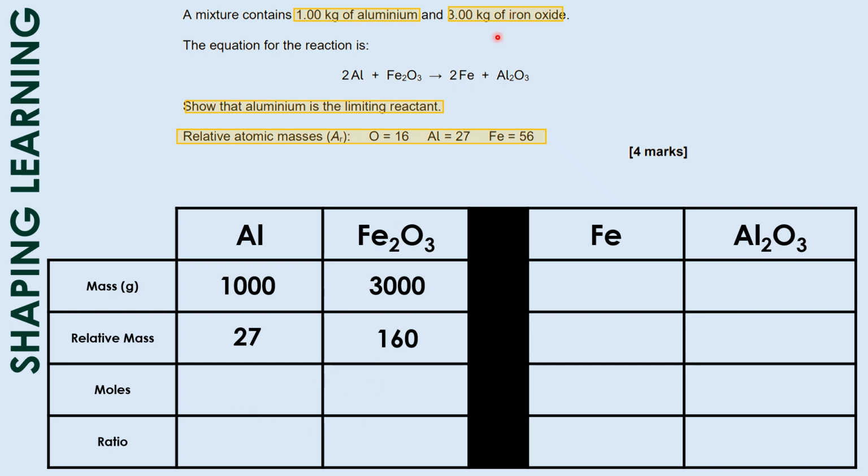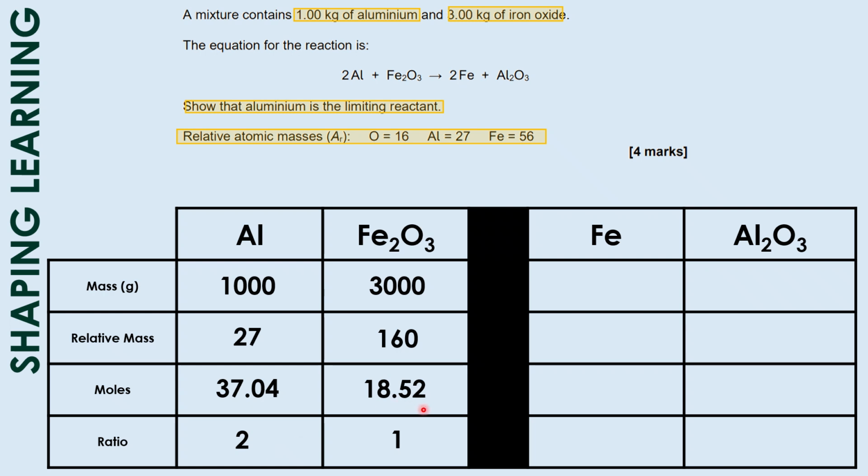But actually what I want to do here is work out the moles of the aluminium that I've got, and then work out how many moles I need of the iron oxide with that, and then show that I've got more iron oxide than I actually need to react with this amount of aluminium. So I'm going to work out moles of aluminium, which is 37.04, 1,000 divided by 27, and I use my ratio of 2 to 1 from the equation to work out how many moles of iron oxide would be needed to react with this number of moles of aluminium, and that is 18.52.